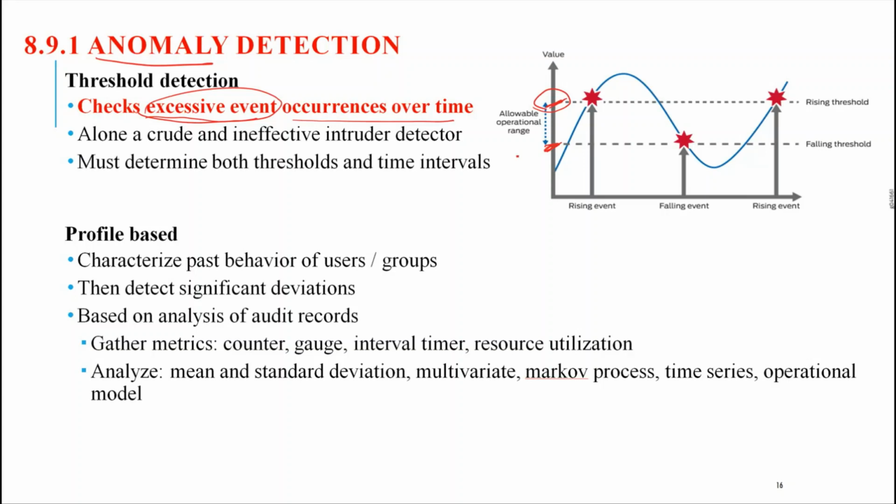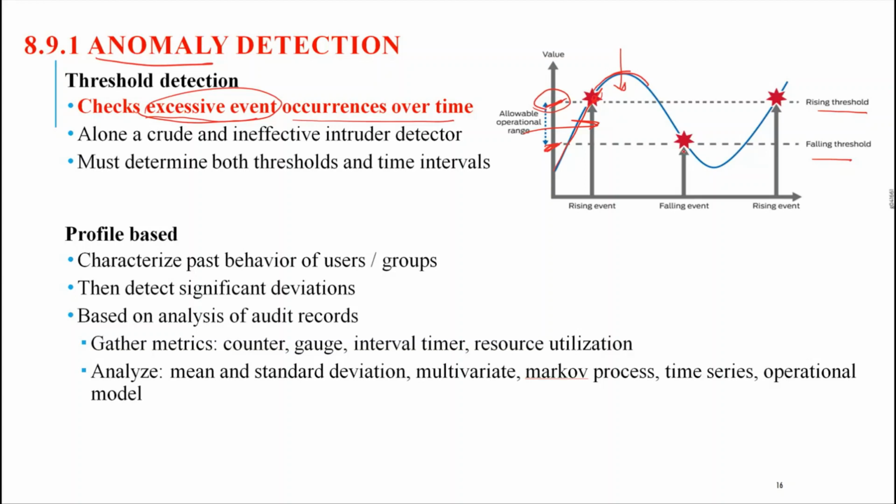So the first one is called the maximum threshold and minimum, or we can say a rising threshold and falling threshold. You can fix some values. Say I'm receiving packets in my network, and at a particular point of time I'm receiving a large number of packets. The number of packets received is more than the threshold, so I'm going to say the intrusion is taking place.